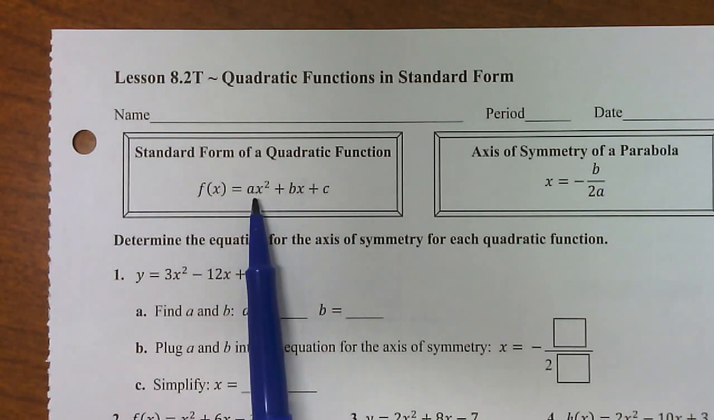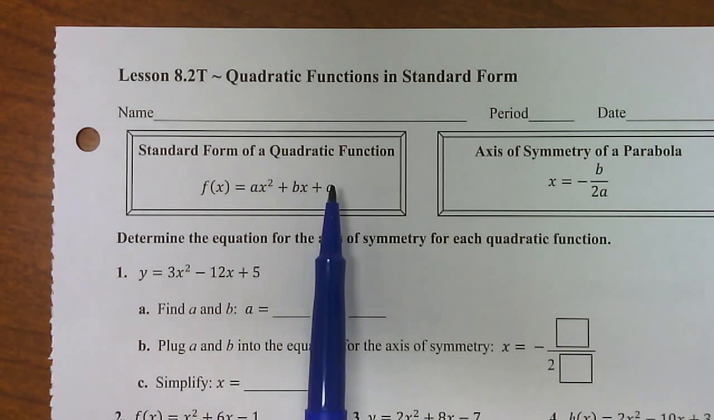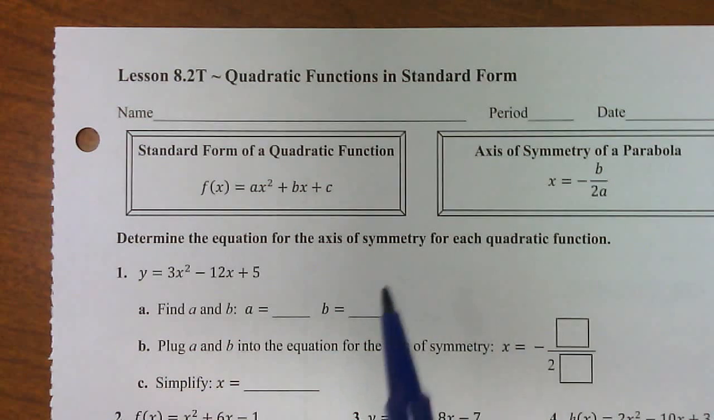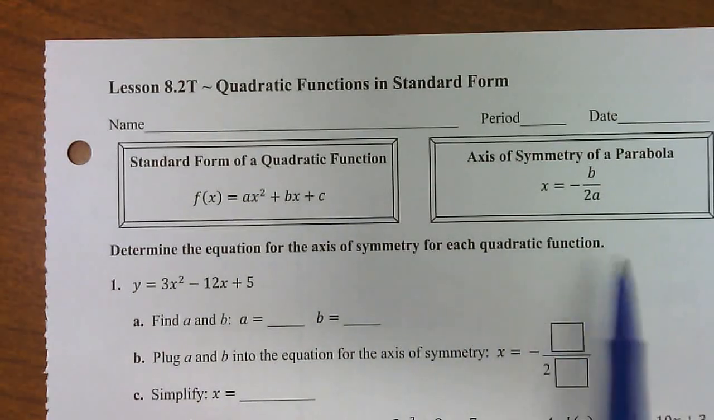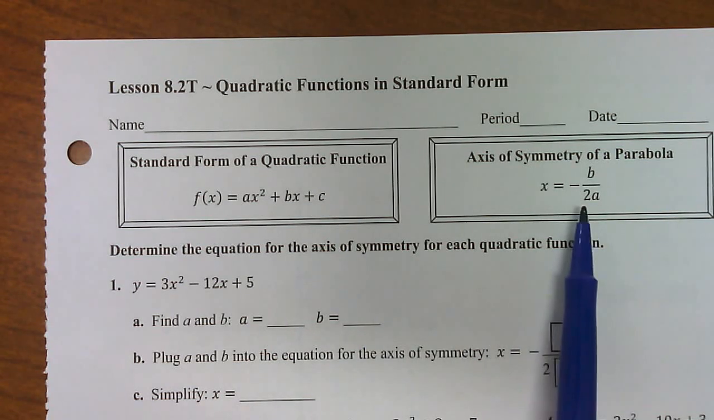The a is the coefficient of the x squared, the b is the coefficient of the x, and the c is the constant, which is a number all by itself. There's a formula to figure out the axis of symmetry from this standard form. This is the formula.